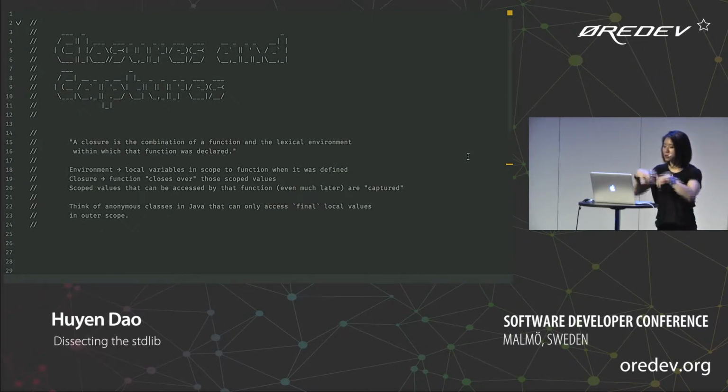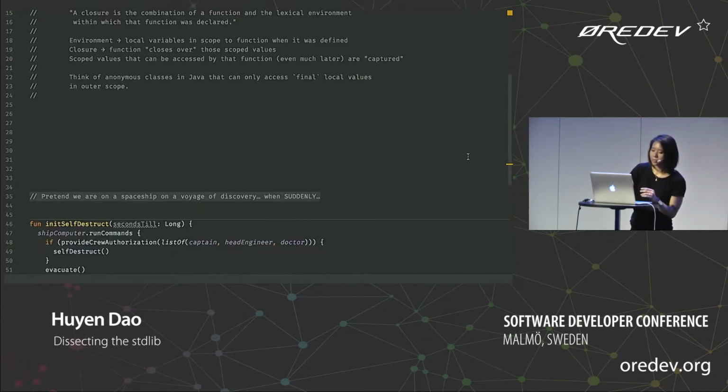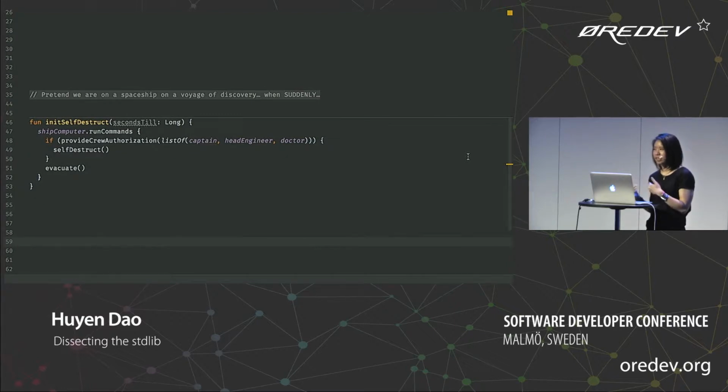So your environment is your local variables in scope. Your closure is the combination of the function itself, the function declaration, and those scope values, the captured things. If you think back to the Java world, when you have an anonymous class reaching out, there are all these rules about how they have to be final. This is all interactions of closures and captures. And what's really interesting is that this actually affects the efficiency of lambdas.